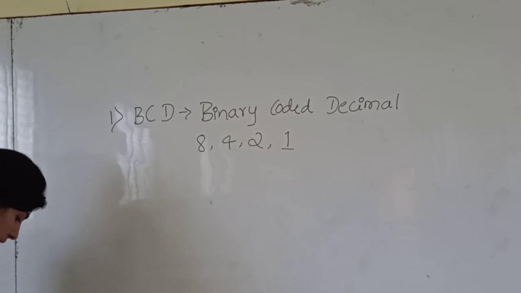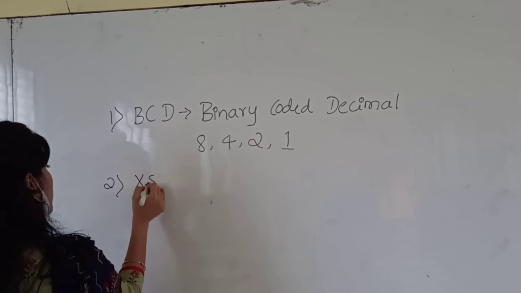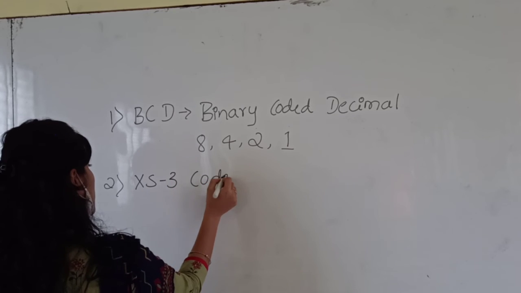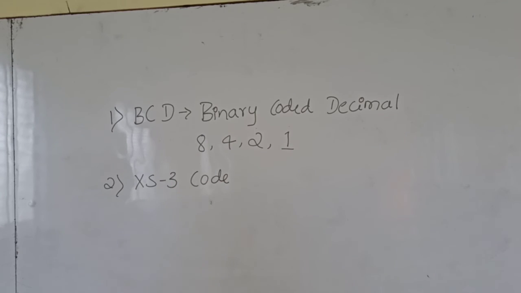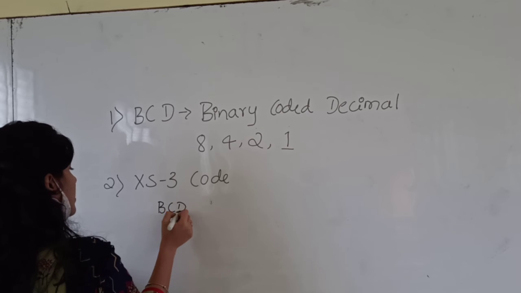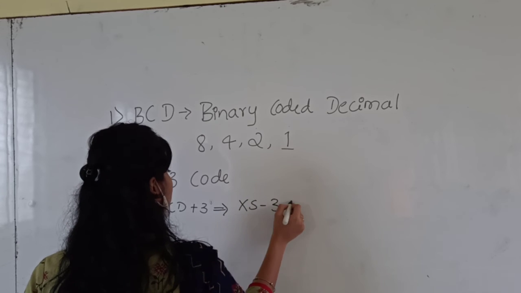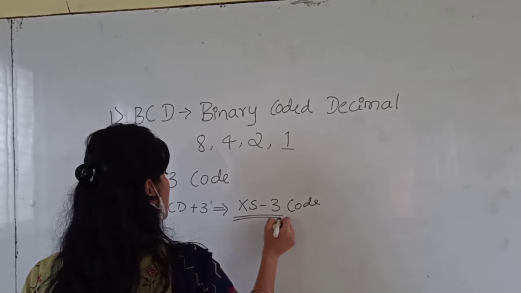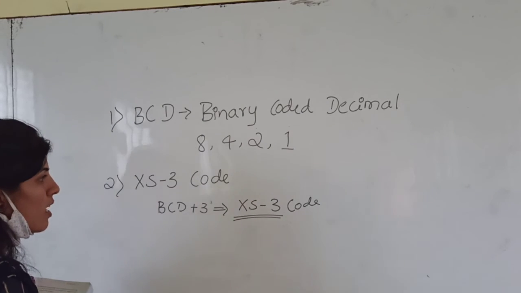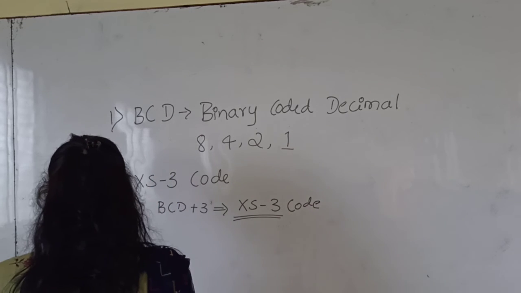And the second one, XS3 BCD code or XS3 code. XS3 BCD code is a non-weighted code and is obtained from the 8421 BCD code by adding 3. Means for any type of BCD code, you can just add 3 to that binary equivalent, and we get an XS3 code. The name itself says XS3, means it is also nothing but the 8421 BCD code, just with an extra 3 added to that binary equivalent.